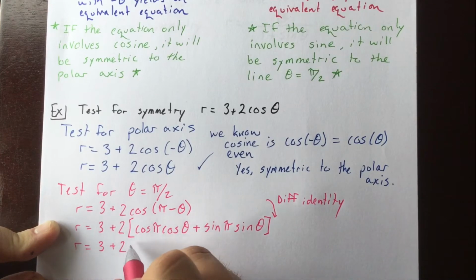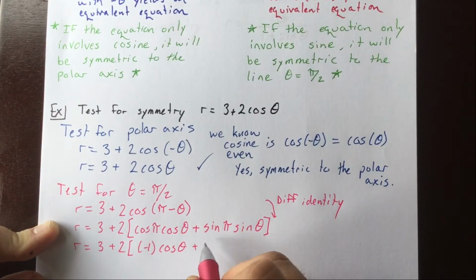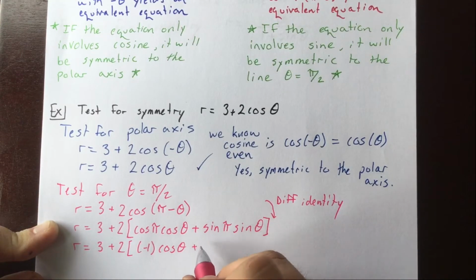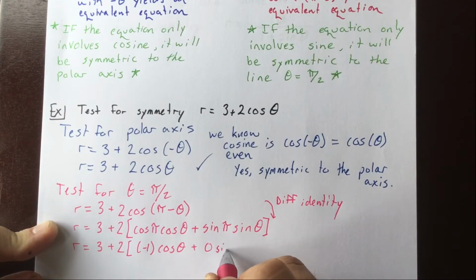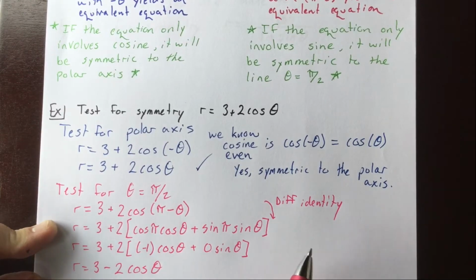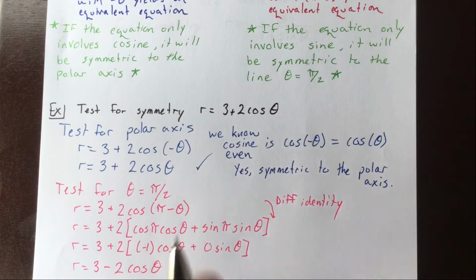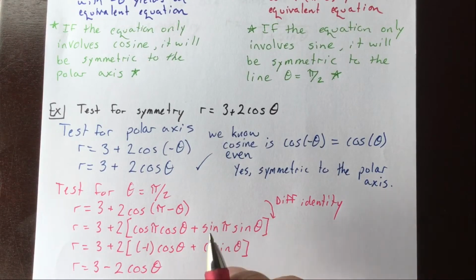R equals 3 plus 2. Let's see, cosine of pi is -1. Sine of pi is 0. We get 0. Simplifying that, I'm just going to do a couple steps here. So this would go away. It would become 3 minus 2 cosine theta. And that is not an equivalent equation.